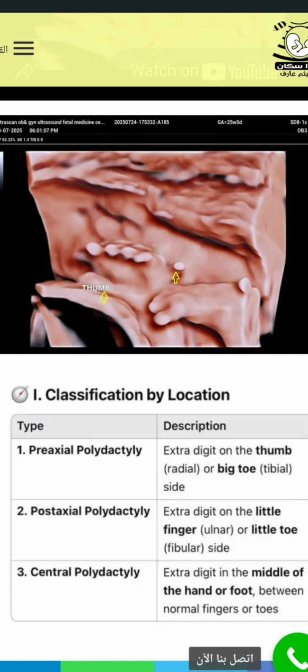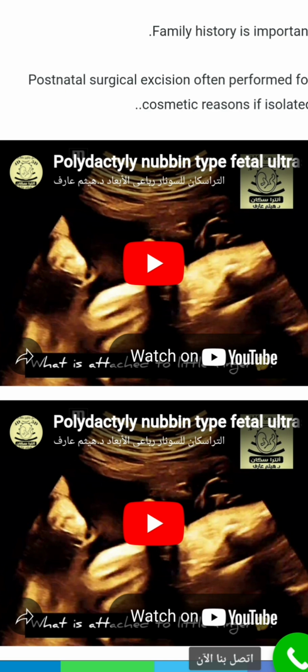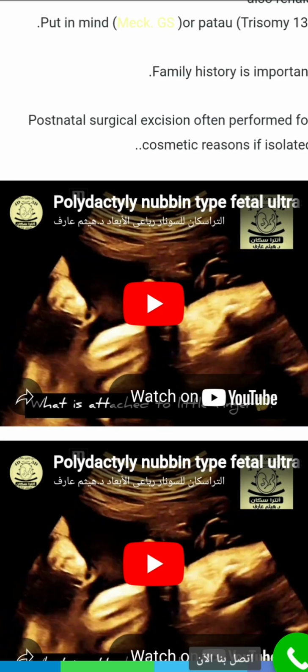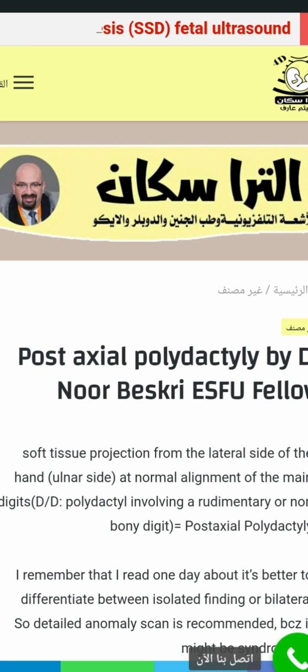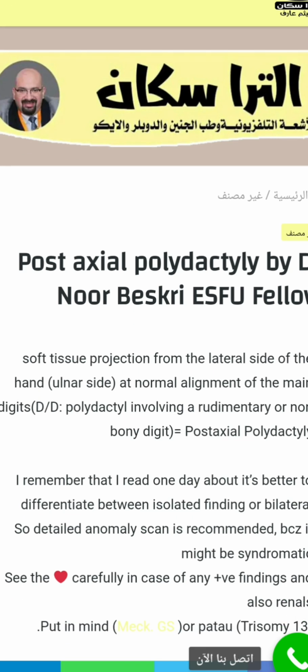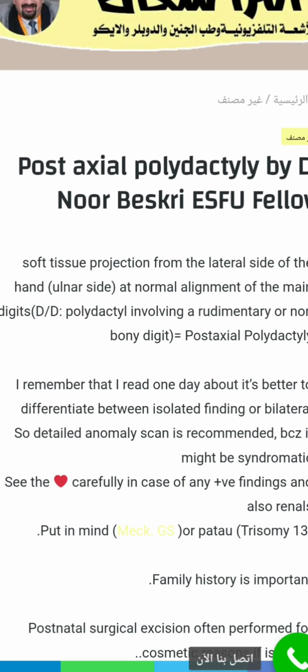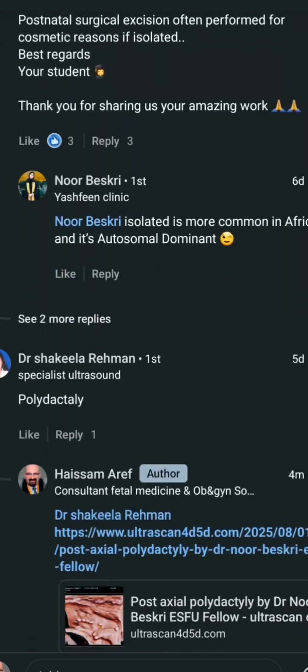So please go and check out our weekly ultrasound post on our website and see other cases of post-axial polydactyly on our website and on our YouTube channel. Like we can see, it's actually a soft tissue projection from the lateral side of the hand, and it's attached to the little finger, like we can see here.